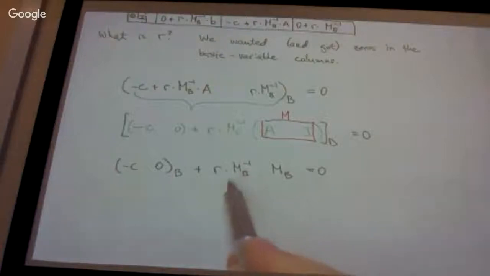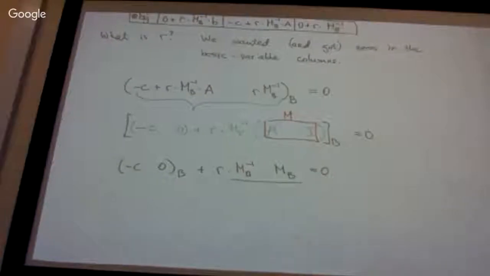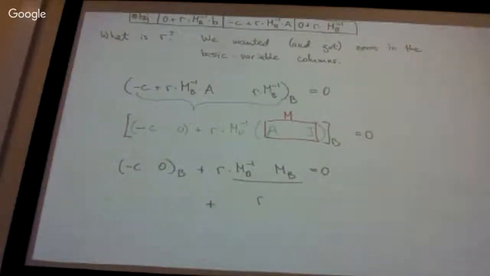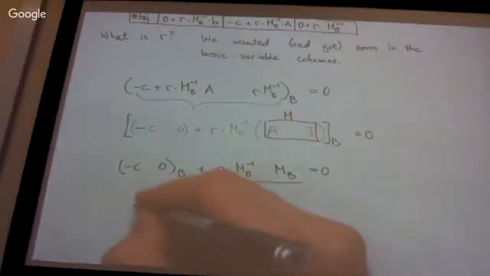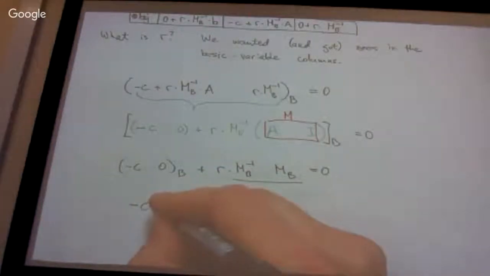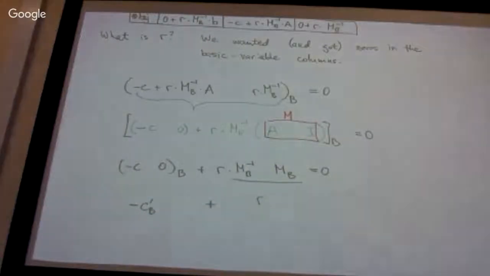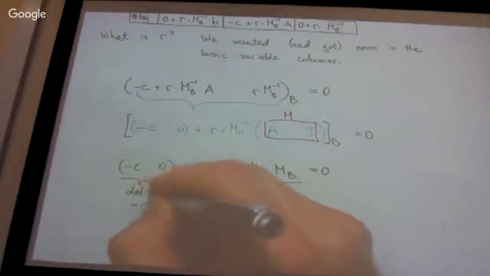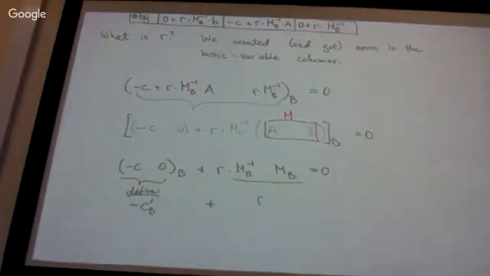Okay, what's this? I? Or R, did you say? Yeah, that's I. So R times I is R. This is nothing, but we're going to call it minus C dash little b. Okay, so this is the definition. Minus little c with a dash, with a little b.